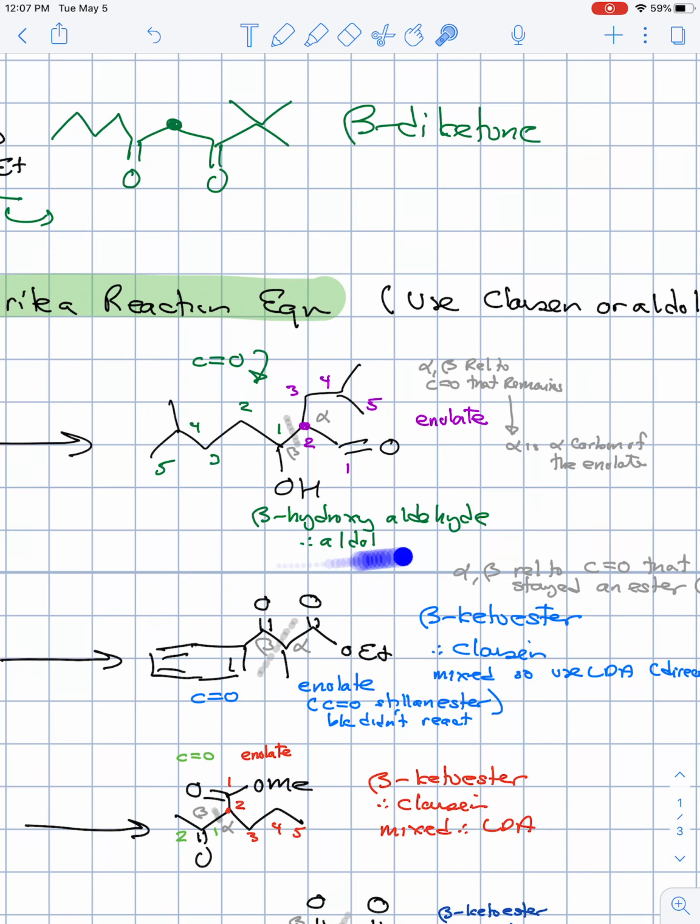first of all, the molecule is a beta hydroxyaldehyde, so we know we're going to use an aldol. The OH is still there, so we're not going to use heat. And so we need to figure out what is the new carbon-carbon bond that we made. And the new carbon-carbon bond that we made is always going to be between the alpha carbon relative to the one that stayed the carbonyl and the beta carbon relative to the one that stayed the carbonyl.